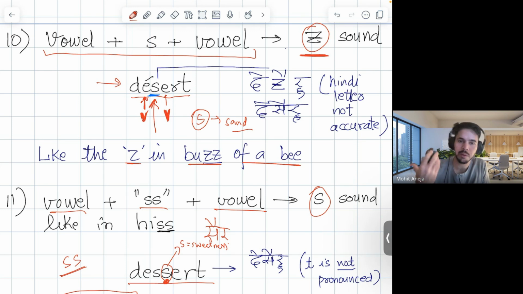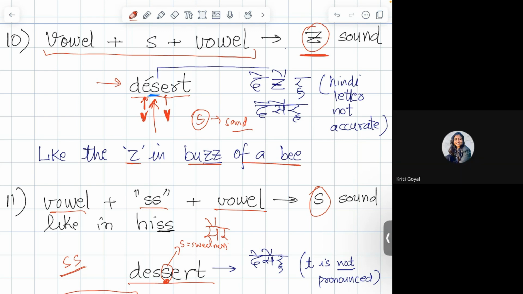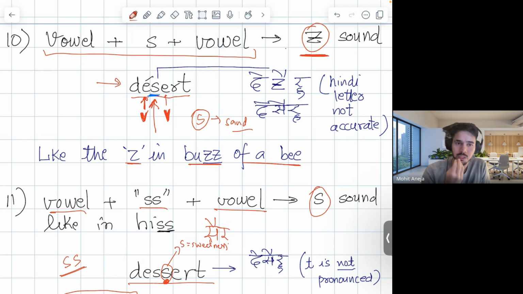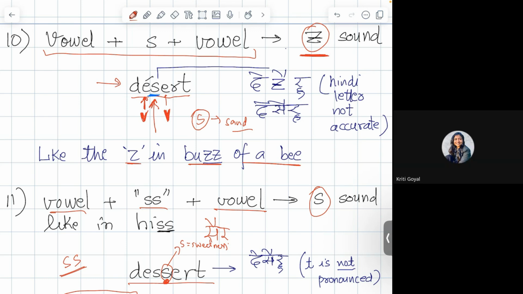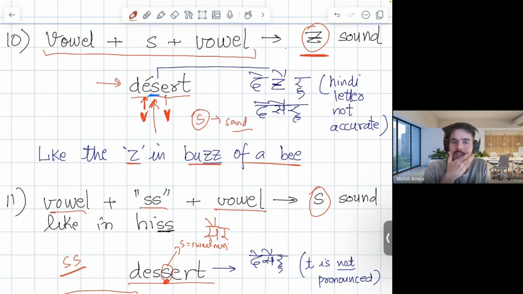Buzz, right? That Z sound is produced by closing the teeth. Z, right? Understood? So this desert in French means the desert, the one with the sand, with sand dunes and all. Can Desika and Hussein one by one say this word again?